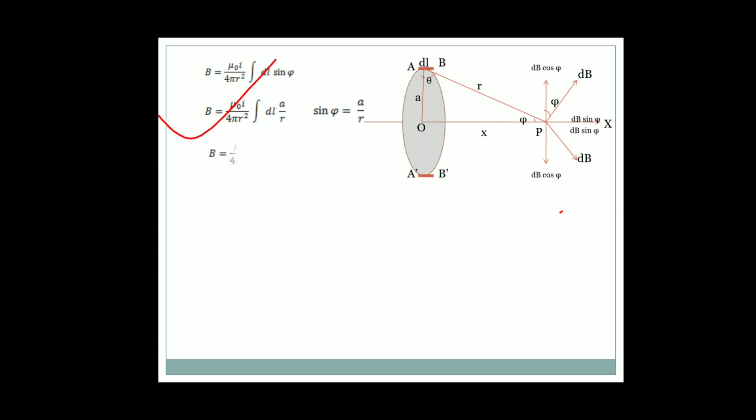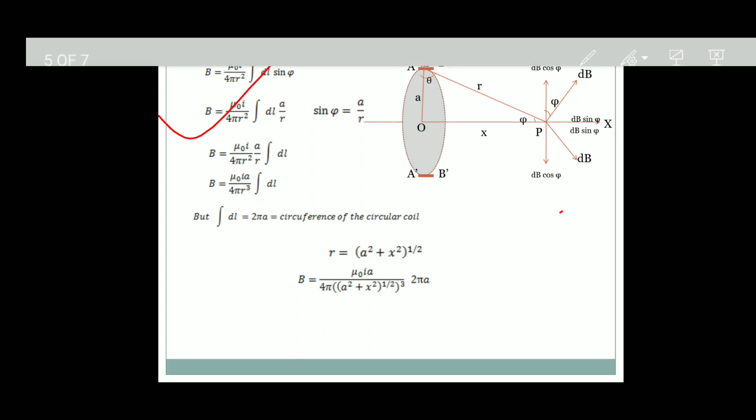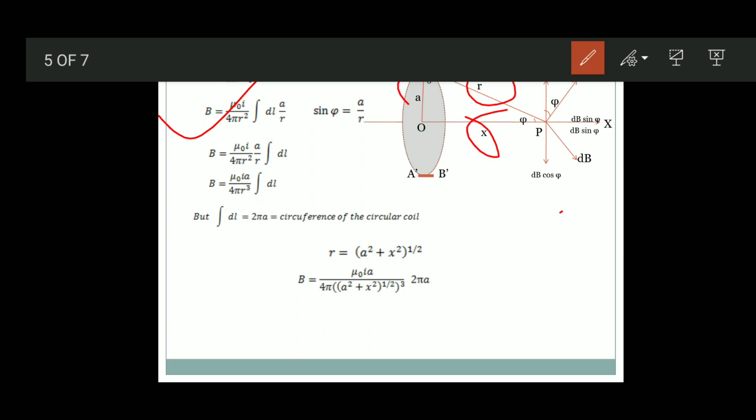So B is equal to mu naught I a by 4 pi r cube into integration dl, where integration dl is the total circumference of the circular coil. We know the circumference of the circular coil is 2 pi a, that is integration dl is equal to 2 pi a, which can be substituted into this equation. That is, the intensity of magnetic field B is equal to mu naught I a by 4 pi r cube into 2 pi a. But by using the right angle triangle OPA, r square is equal to x square plus a square.